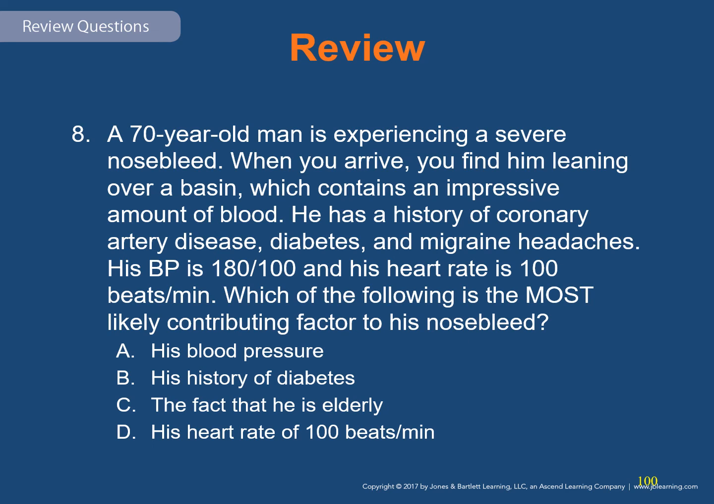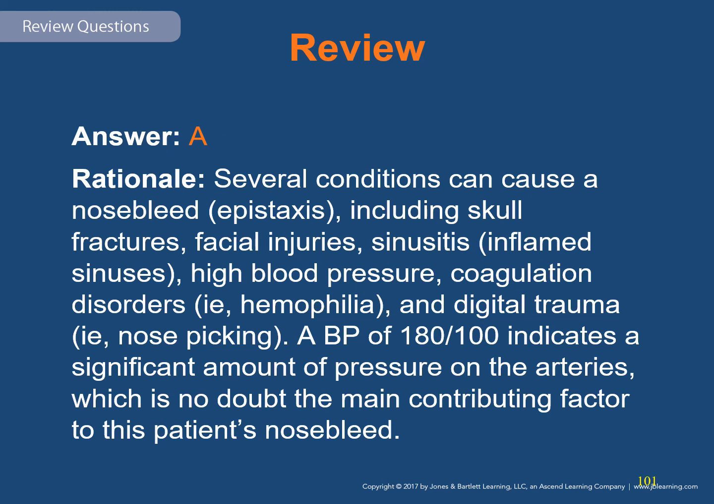Review question 8. A 70-year-old man is experiencing a severe nosebleed. When you arrive, you find him leaning over a basin which contains an impressive amount of blood. He has a history of coronary artery disease, diabetes, and migraine headaches. His BP is 180/100 and his heart rate is 100 beats per minute. Which of the following is the most likely contributing factor to his nosebleed? A. His blood pressure, B. His history of diabetes, C. The fact that he is elderly, or D. His heart rate of 100 beats per minute. The correct answer is A.